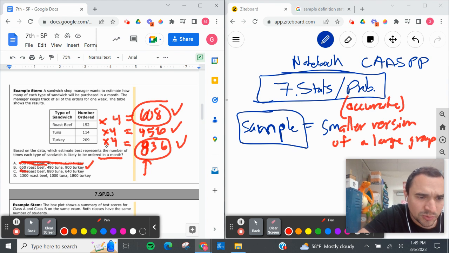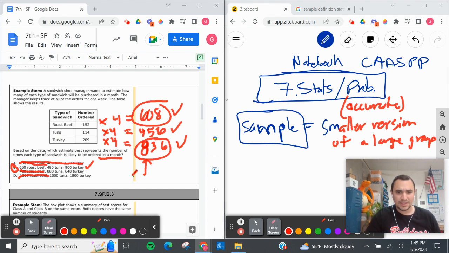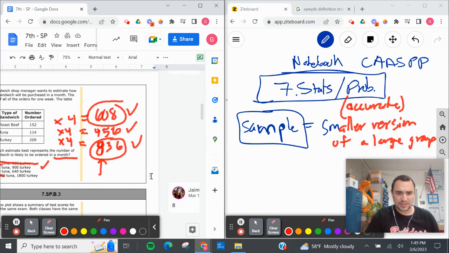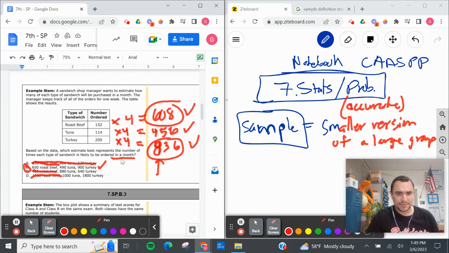480? No, not 480. And 1300? No. So all you really need to know is B. B is going to be the best bet. And let's take a look. And B is the correct answer. Yeah. So I don't know why I couldn't do math today. Math is terrible. That's all right.